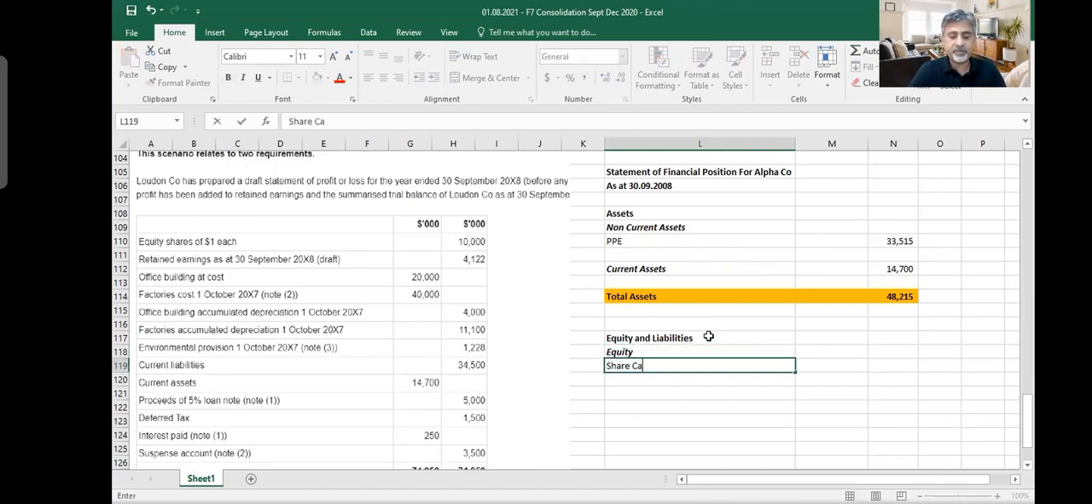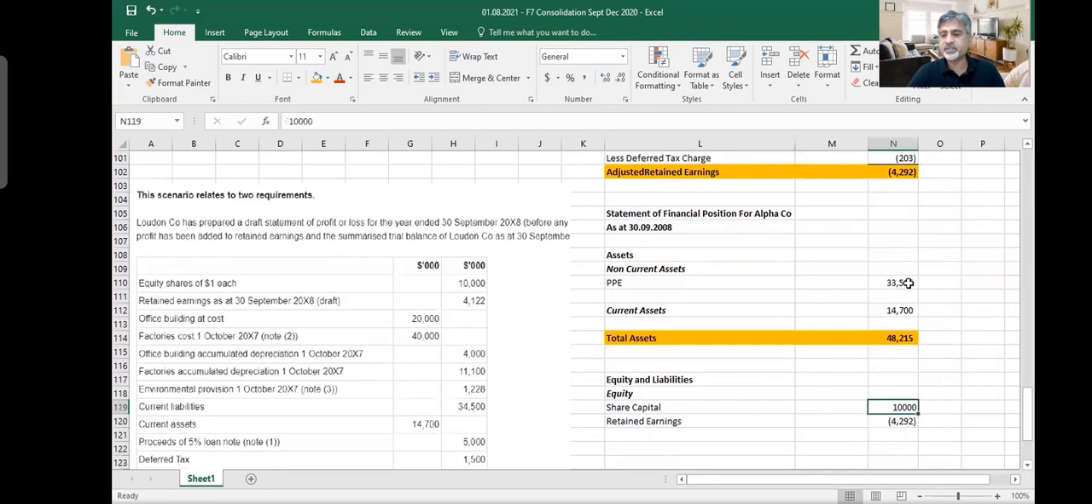Equity, you've got share capital, and you've got retained earnings. Okay, so you don't have any reserves or something else. There are no share premium accounts, no reserves accounts. The balance sheet only shows you two things: share capital and retained earnings. Share capital is 10,000, and your retained earnings, which you have adjusted now, are minus 4,892. So this is your equity portion. If I make a total, this becomes my equity.